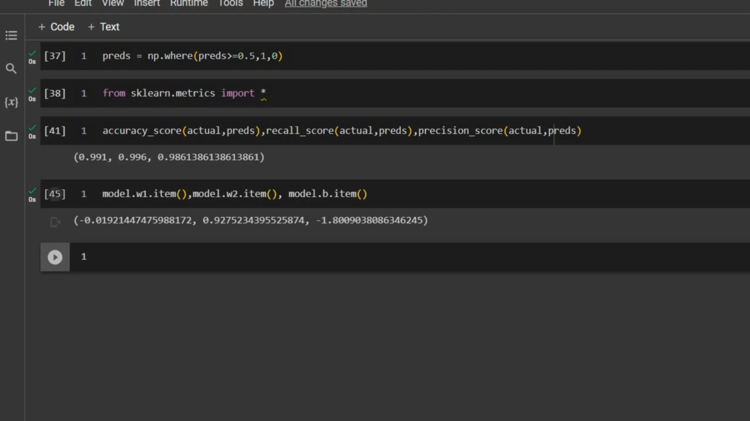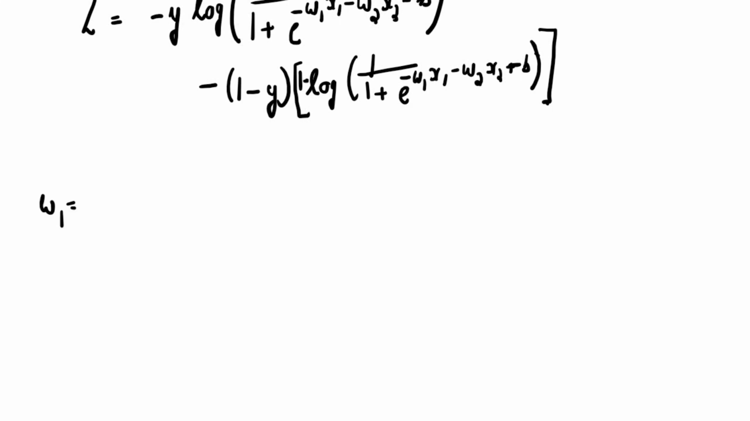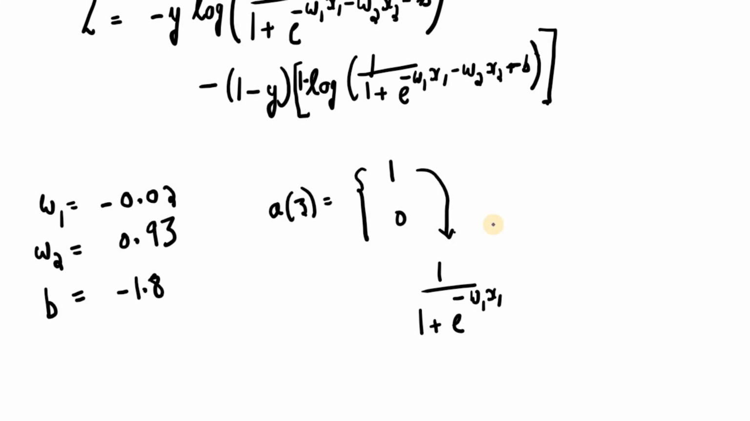The W1 is coming out to be minus 0.02. Let me simplify it and write it down over here to make the understanding a bit easier. So we get W1 as minus 0.02. We also have W2, which is equal to 0.927, which we write as 0.93, and the value of B is equal to minus 1.8. Now, what we are saying is we have a decision boundary, which is a Z equal to either 1 or 0, and the possibility of 1 is there only when 1 upon 1 plus e raised to minus of (w1 x1 plus w2 x2 plus b) is greater than or equal to 0.5.